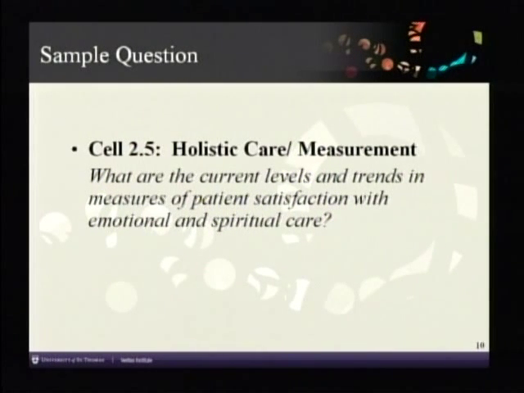This particular question asks the organization to identify the measures that it uses to ascertain how satisfied its patients are with the emotional and spiritual care that they receive. In other words, what are the metrics the hospital is looking at to determine how effectively it's operationalizing that principle of holistic care from the perspective of its patients, or at least the emotional and spiritual dimension of holistic care. Once those metrics have been identified, the organization needs to state where they stand currently. Also, the question asks the hospital to identify how those metrics are trending, how they're varying over time.